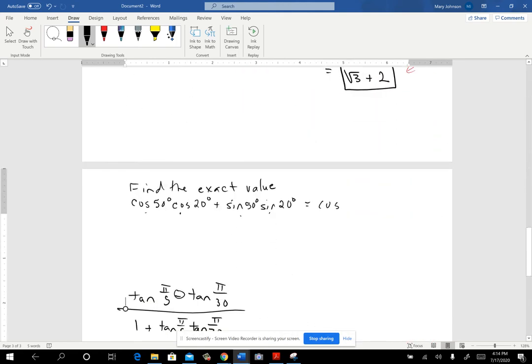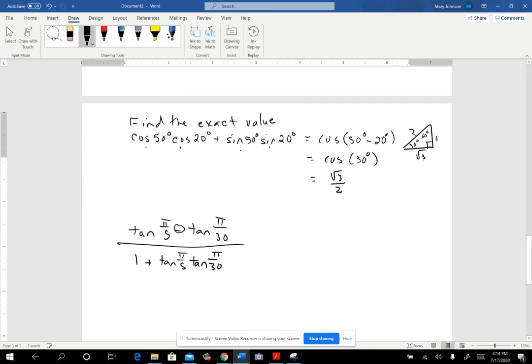So we're going to rewrite this as the cosine of 50 degrees minus 20 degrees, which makes it the cosine of 30 degrees. And remember, in a 30, 60, 90 triangle, that cosine of 30 would be square root of 3 over 2. It's also okay if you have your unit circle to look at your unit circle.